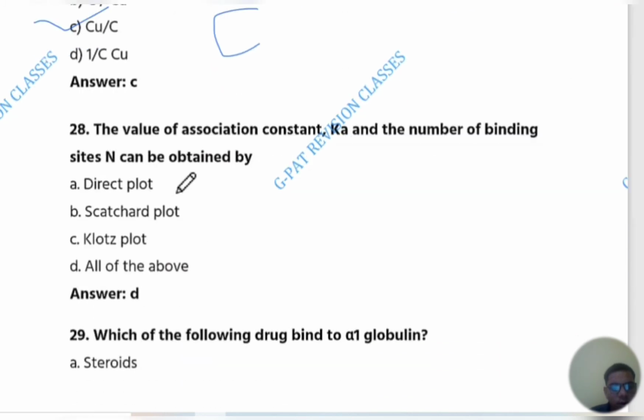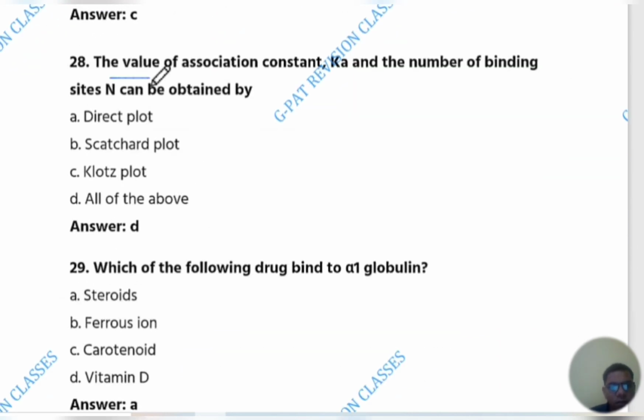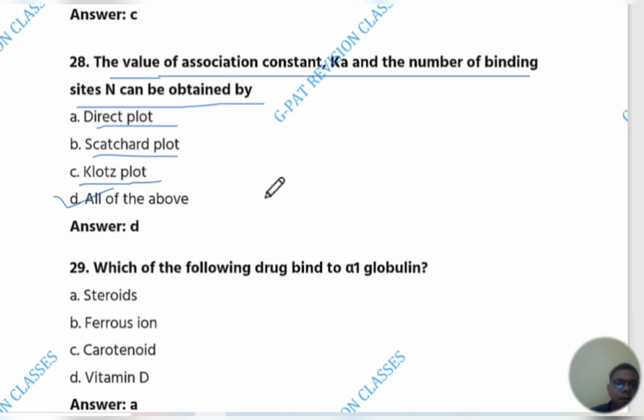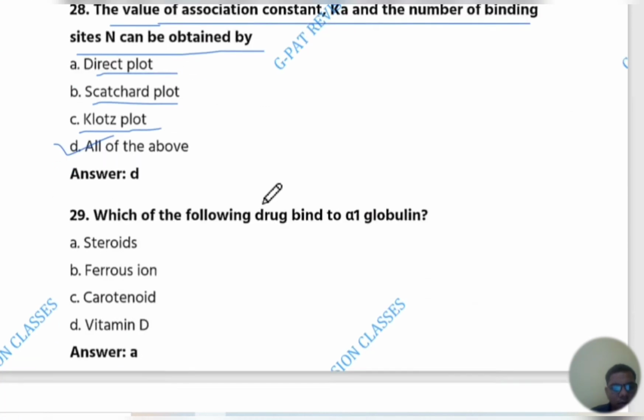Next is question number 28. The value of association constant Ka and the number of binding sites N can be obtained by. The answer is D. All of the above. A is direct plot, B is Scatchard plot, and C is Klotz plot.